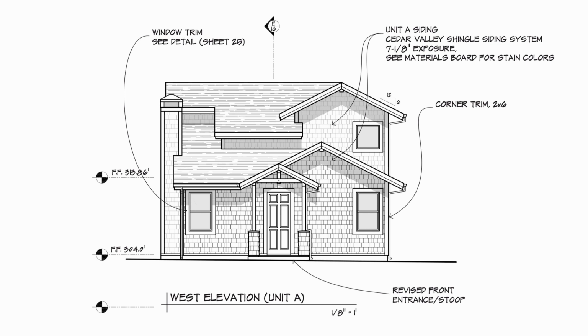This is still in the design phase, so nothing is really technical yet. But I'm pointing out certain things like window trim, see detail on sheet 25. Unit A siding is going to be this Cedar Valley single siding system. I'm giving a few finished floor elevations. So it's a little bit more technical information as you go forward.